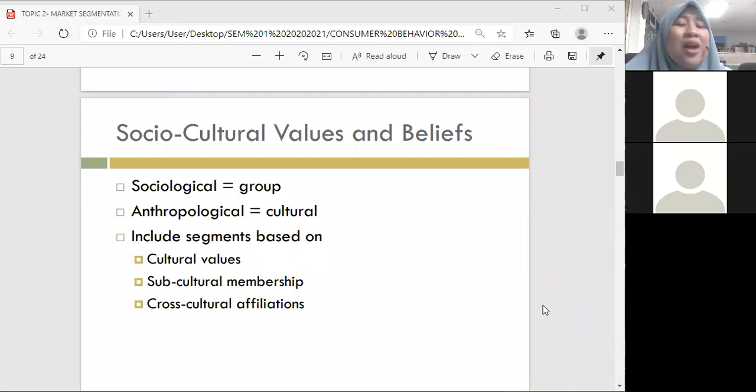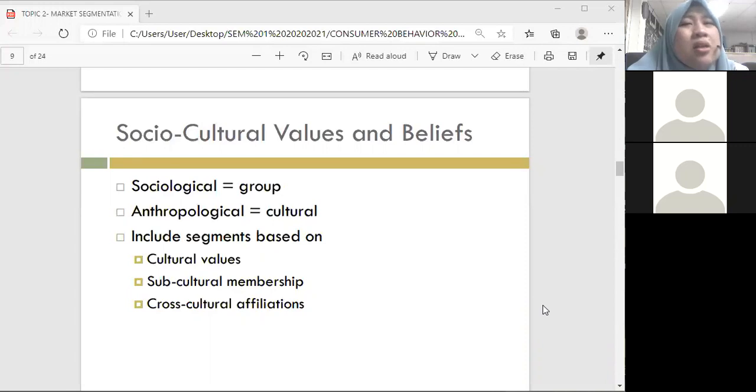Okay, and then we have the next one. Include segment based on the cultural value, nilai-nilai budaya, subcultural membership. So nilai budaya, or cultural values, is based on how you look into how one culture is different from another. For example, in the Chinese belief, they believe in the yin and yang.